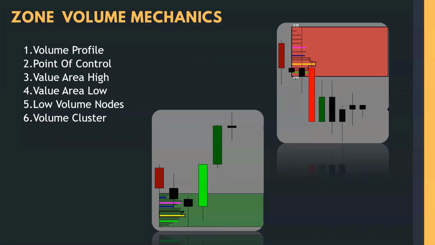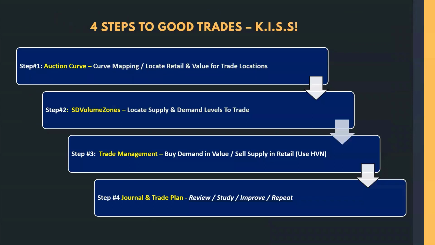So the way I like to do this is I like to take you through a journey of keeping it simple. Step number one, and take a screenshot of this. This is super important. You'll have a chance to go over the video when we work on this. And I'm going to go over some of your questions in a second. Step number one is the auction curve. We're going to look at the map, and I'm going to look at locating retail and value.